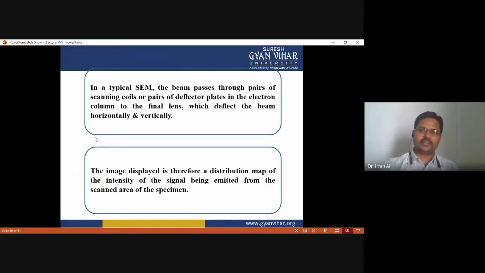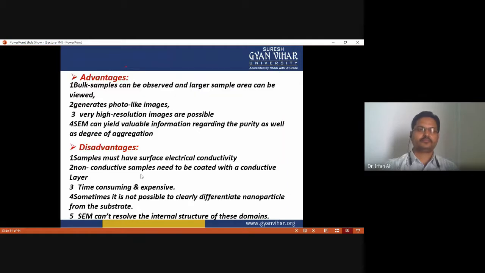The display is therefore a distribution map of the intensity of the signal being emitted from the scanned area of the specimen. So what is the advantage of using scanning electron microscopy? The bulk sample can be observed and a larger sample area can be viewed, it generates photo-like images, and very high resolution images are possible. It can also yield valuable information regarding the purity as well as the degree of crystallinity.